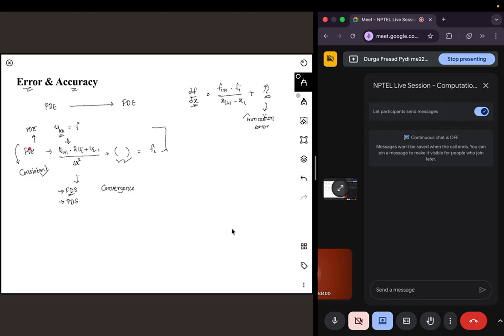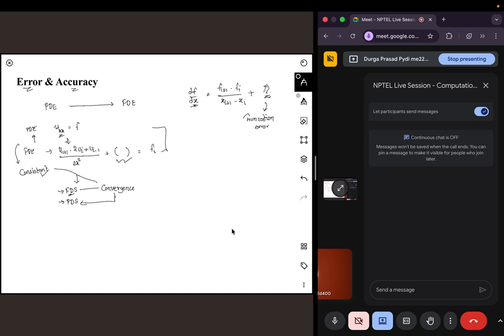So your finite difference equation reaches the partial differential equation when your grid size becomes smaller and smaller, and also you have a stable solution. When these two conditions are satisfied, then you have convergence. And when you have convergence, you can rest assured that the solution you got from finite difference will be the exact solution.